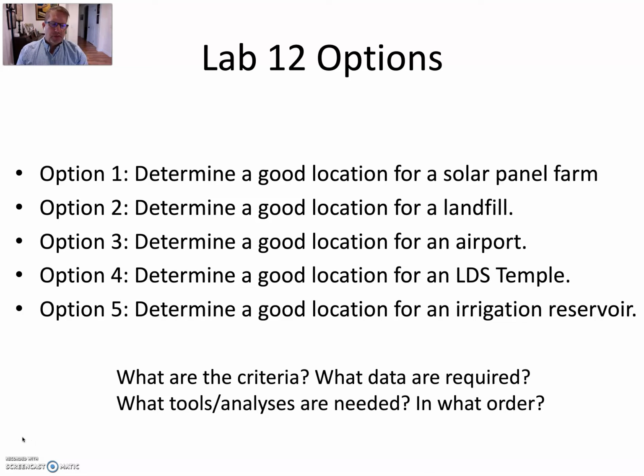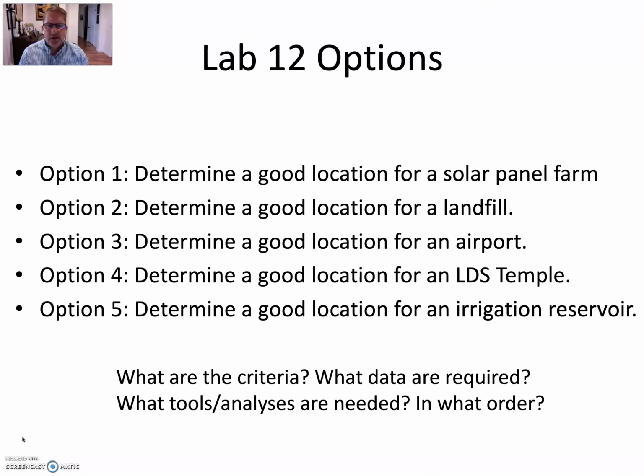Determine a good location for an irrigation reservoir if you're interested in water resources engineering. That would be a good one for you to think about. So regardless of the option you choose out of this list of 5, I need you to assess or ascertain what are the criteria that need to be met, what data are required to solve.